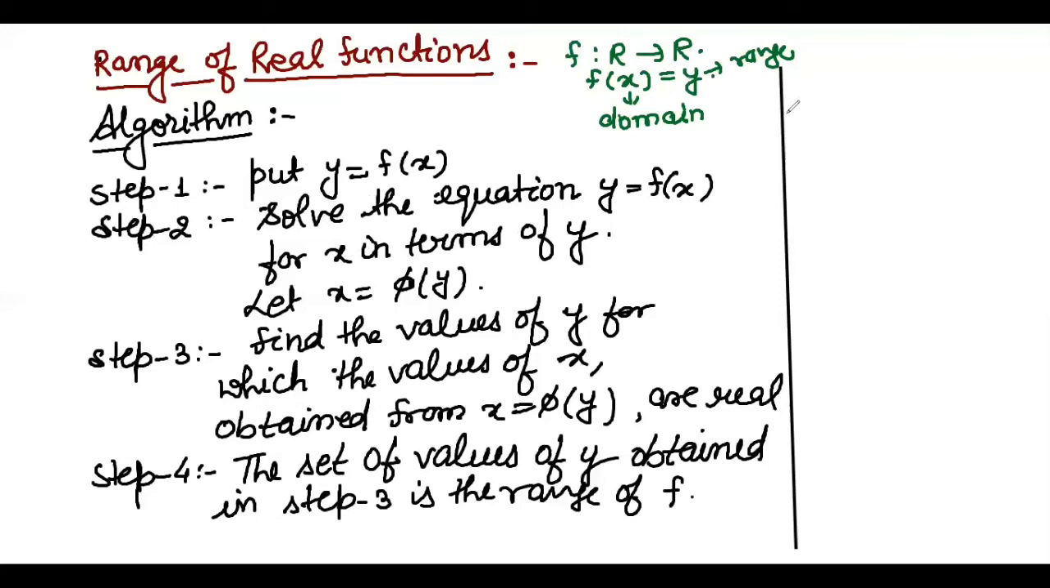I'm going to give an example so it will be clear for you all. Now the third step is to find the values of y for which the values of x obtained from x equals to g(y) will be real, means we will get a real value. Now the values which we are getting in this step will be the range of the function f. So one example I'm going to give you.